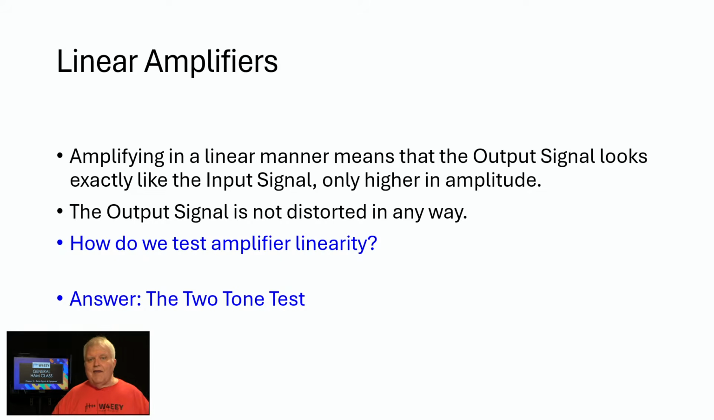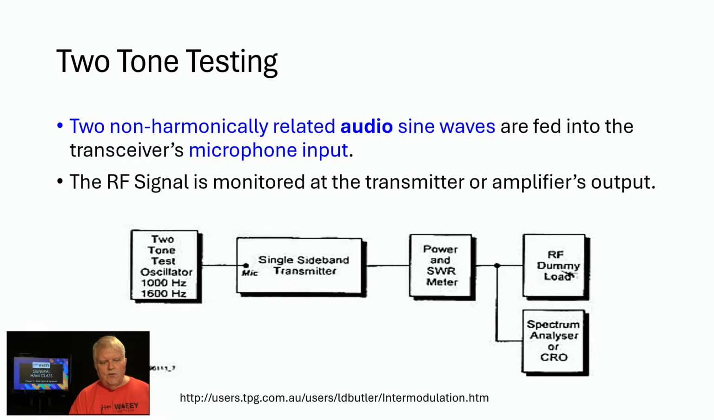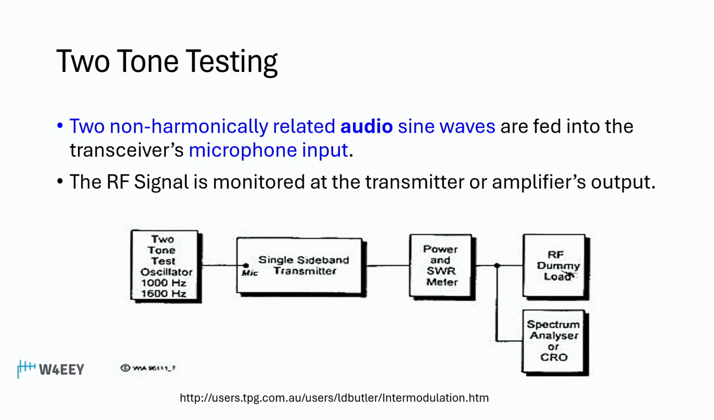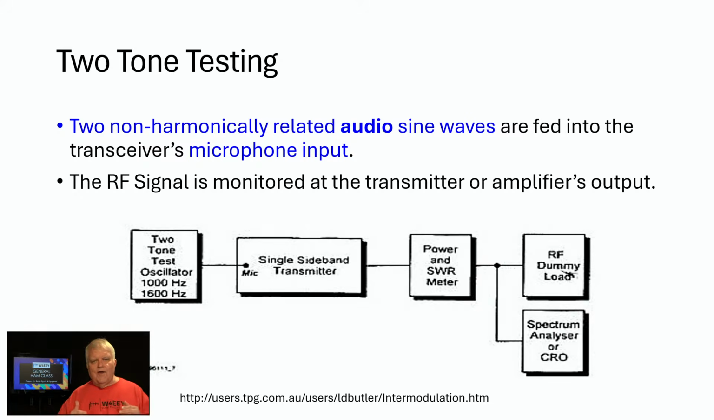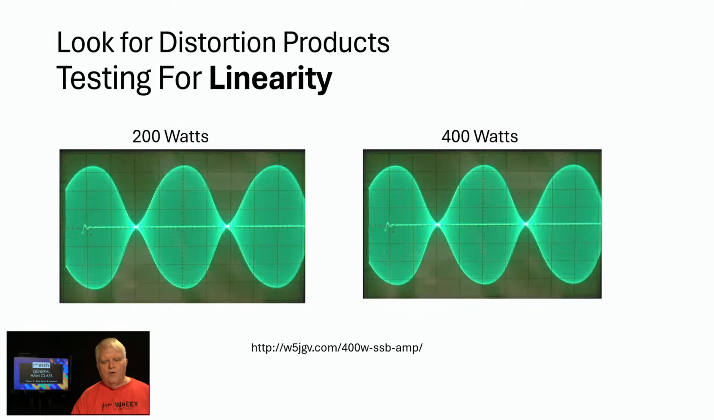So how do we test an amplifier's linearity, its ability to amplify low-level signals and high-level signals? We use something called the two-tone test. We're going to take a break here in just a minute. Two-tone tests are two non-harmonically related audio sine waves that are fed into a transceiver's microphone input, and then you monitor the output on an oscilloscope. And you're looking for jagged or non-linearity areas if you go from one power level to another.